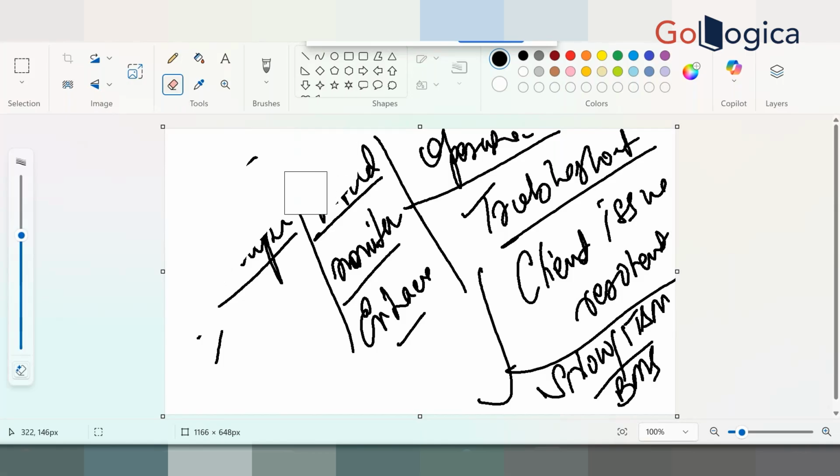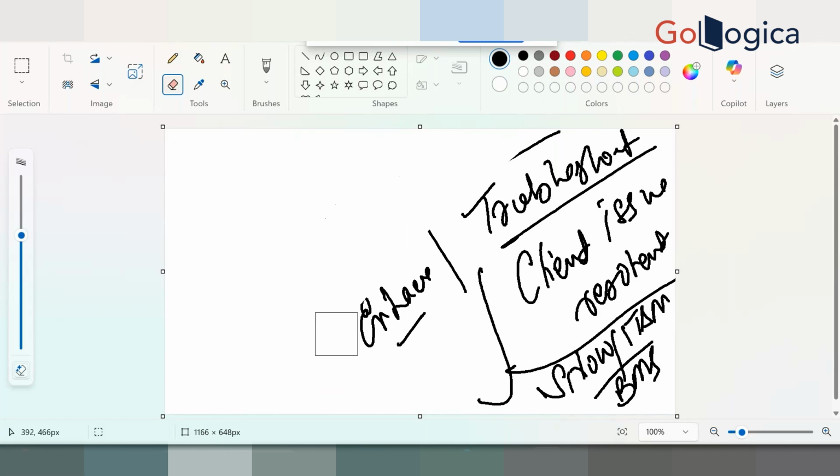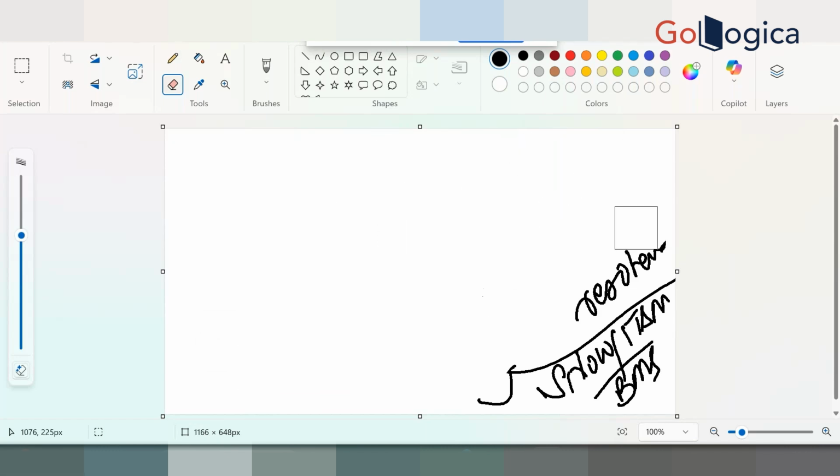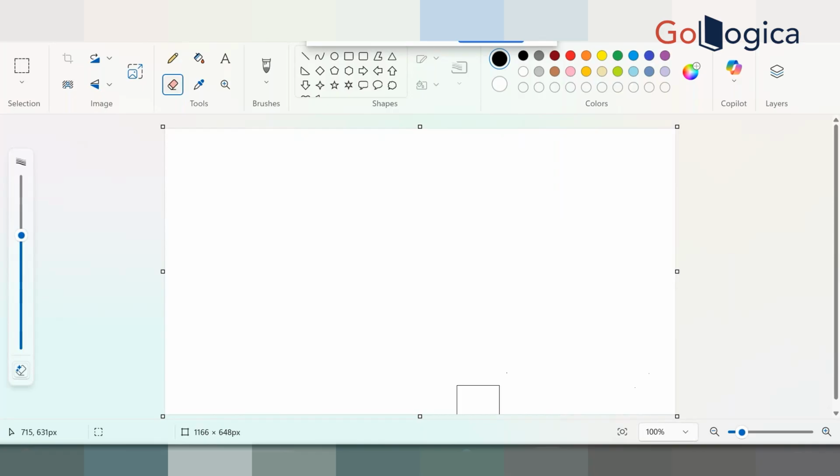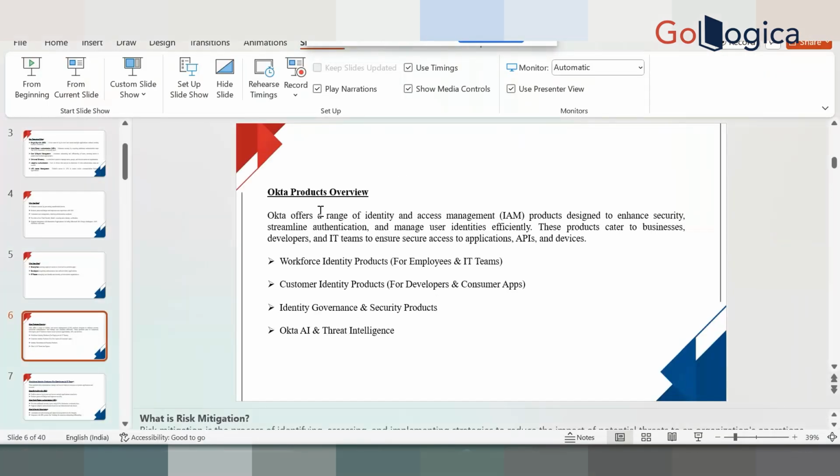Over here, we are firstly understanding how Okta works, and what kind of functionality and features Okta has. I am just giving you the broad picture. So now we are on our Okta products overview.